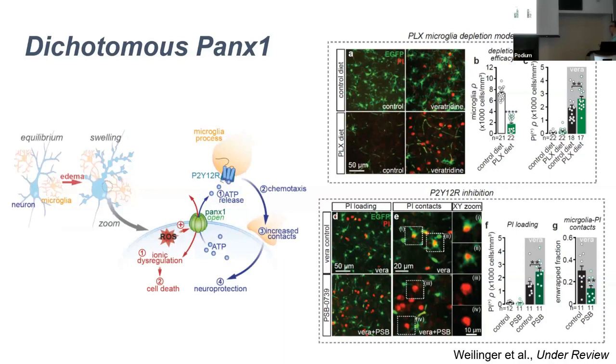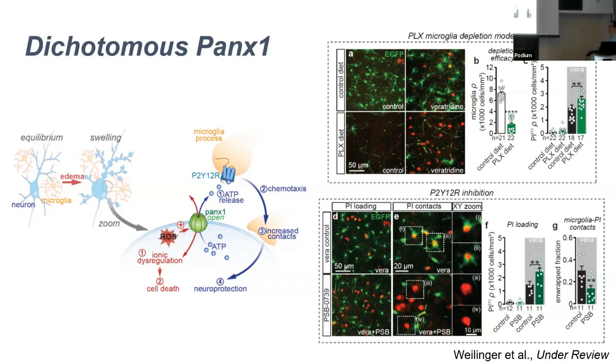And so where I'll leave it here is the actual mechanism of all this, where when we have a swelling neuron and edema, we have normal microglial surveillance that's kicked up when they start releasing ATP and signal to microglia. And that's all because pannexin-1 is sort of playing a dichotomous role where it's both killing the cell, but it's also calling for help.